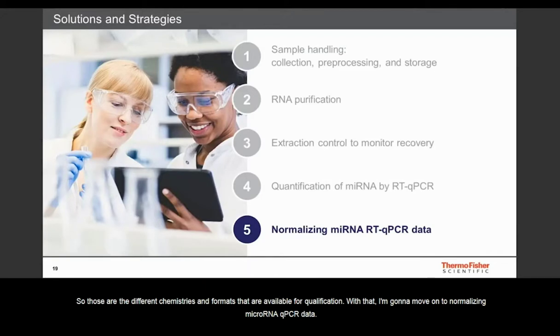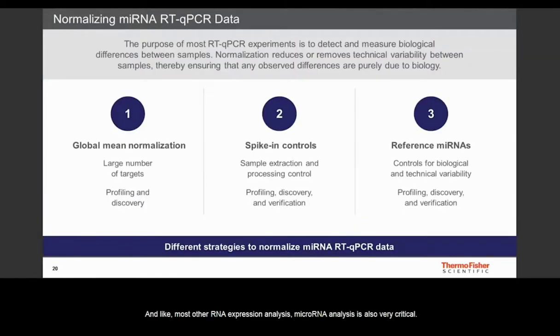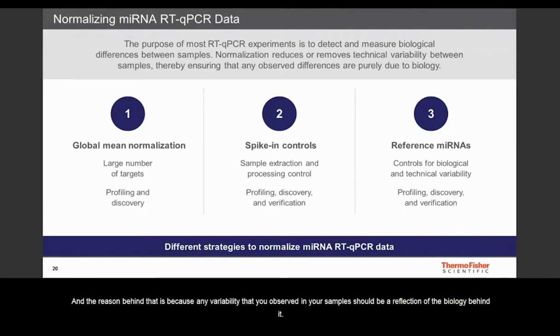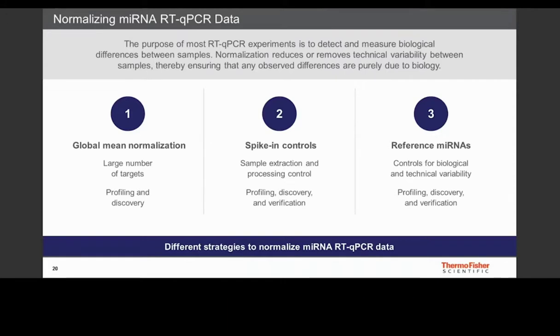With that, I'm going to move on to normalizing microRNA qPCR data. Like most other RNA expression analysis, microRNA analysis normalization is very critical. The reason is that any variability you observe in your samples should be a reflection of the biology behind it. Hence, normalization is important to remove differences that come in because of samples, technical variability, and things like that. And so normalization is extremely critical.